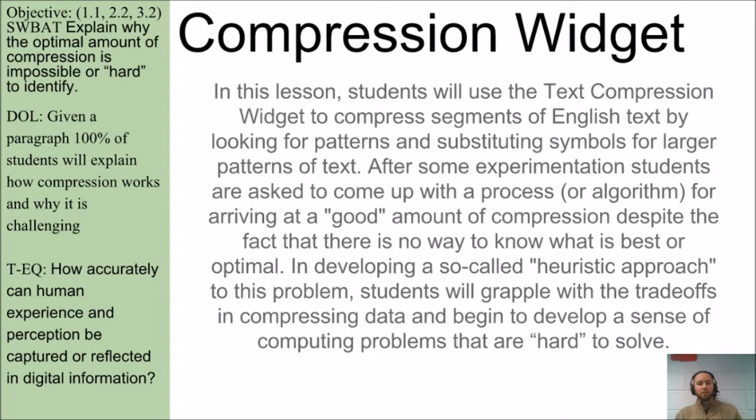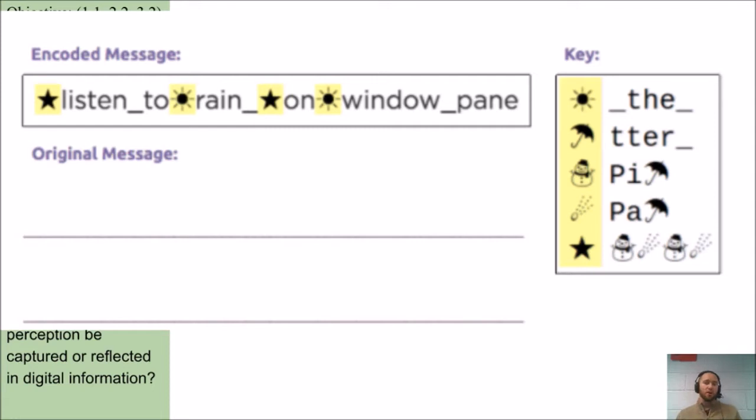So the compression widget in this lesson, students will use the text compression widget to compress segments of English text by looking for patterns and substituting symbols for larger patterns of text. After some experimentation, students are asked to come up with the process or algorithm for arriving at a good amount of compression despite the fact that there is no way to know what is best or optimal. In developing a so-called heuristic approach to this problem, students will grapple with the trade-offs in compressing data and begin to develop a sense of computing problems that are hard to solve. So yes, compression is one of those problems that are hard to solve. And there is a sweet spot to compression.